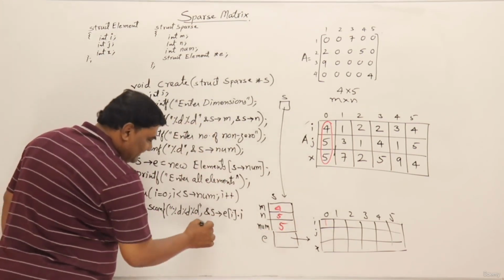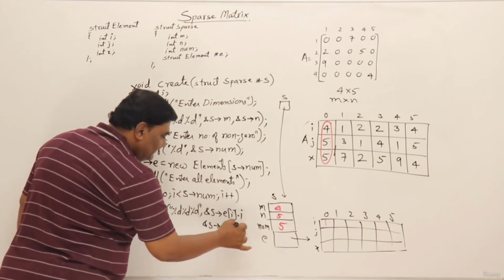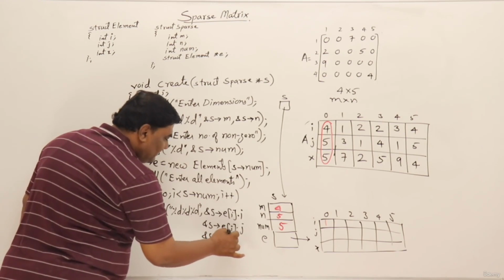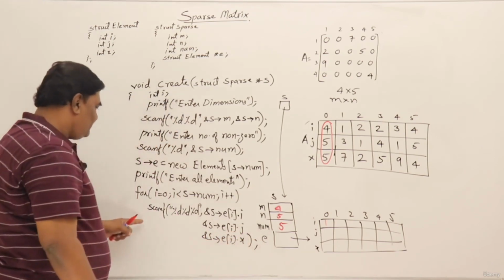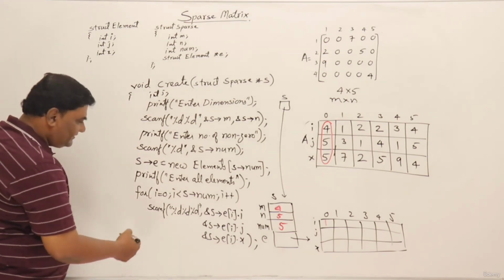There is no space, so I will just write below this one: S caps E of I dot j, ampersand S caps E of I dot x. This is how I can scan all three values. So that's all. This is the create function.